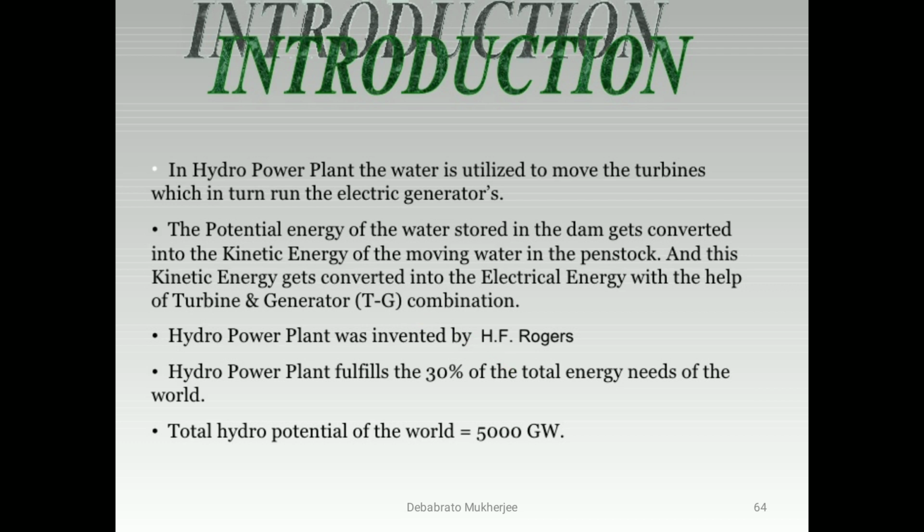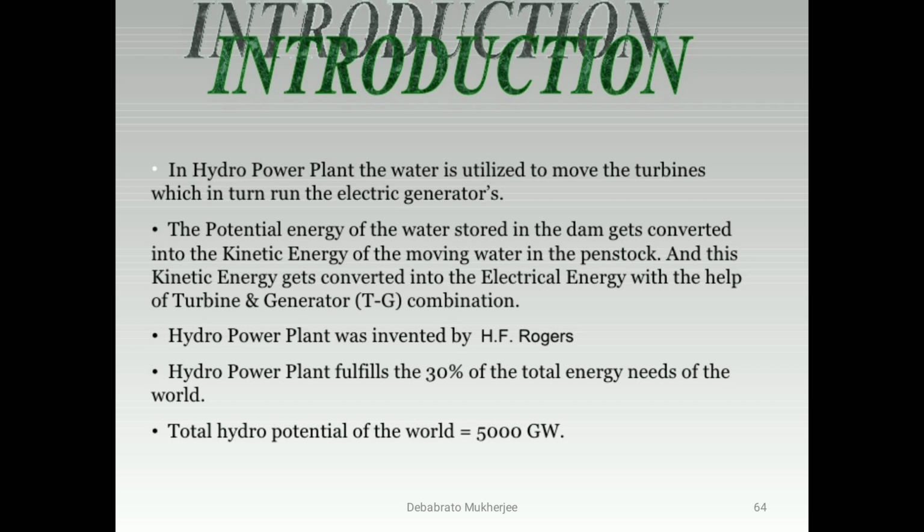If I talk about a hydropower plant, generally water is utilized to move the turbine. You can see the difference. Steam is used to rotate the turbine in a thermal power plant. High pressure gas is used to rotate the turbine in a gas power plant. And over here, water is utilized to move the turbine, which in turn runs the generator.